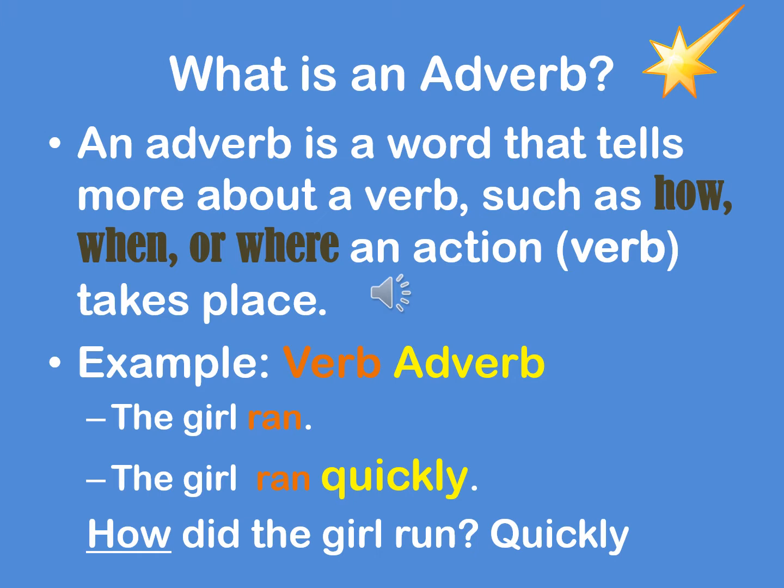What is an adverb? An adverb is a word that tells more about a verb, such as how, when, or where an action verb takes place. Let's read the example. The girl ran. Your verb here is written in orange. It ran. Now, how did the girl run? Can you tell me? The girl ran quickly. So we are describing how she ran. And your adverb here is in yellow.